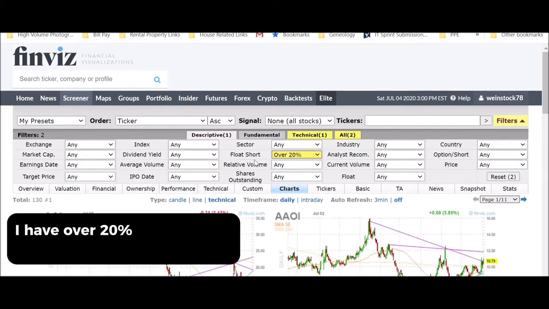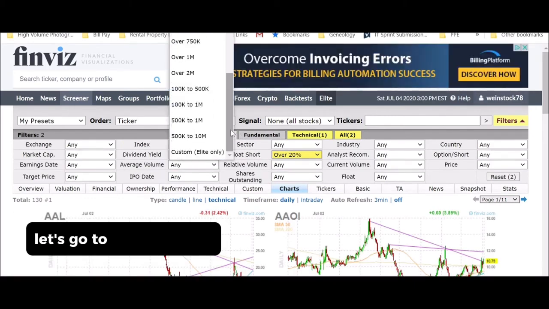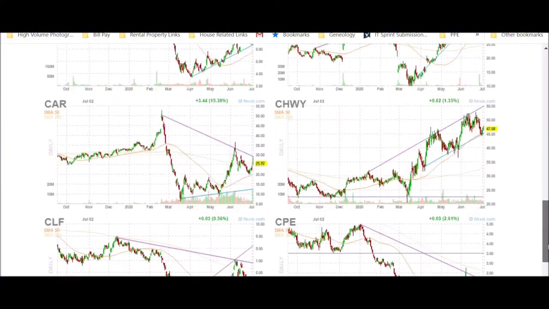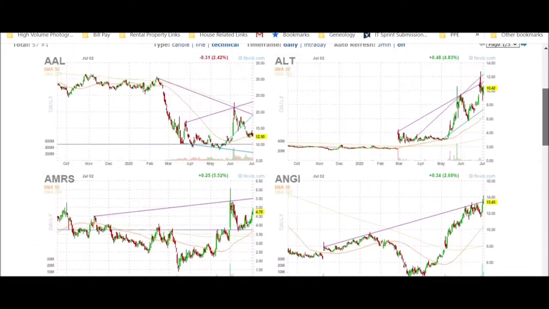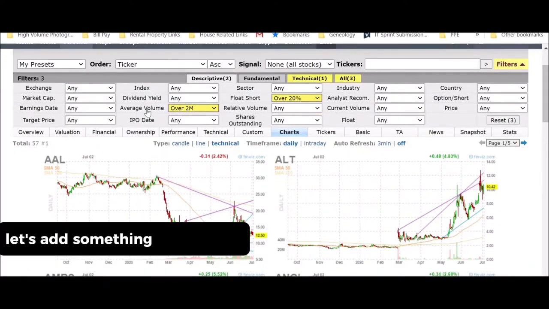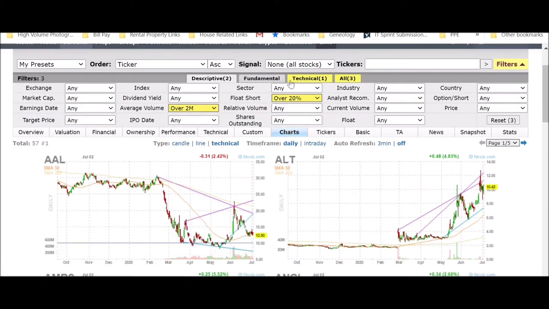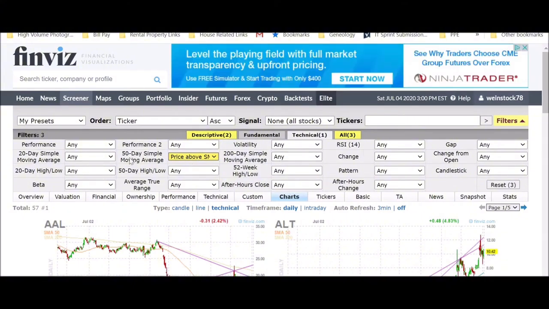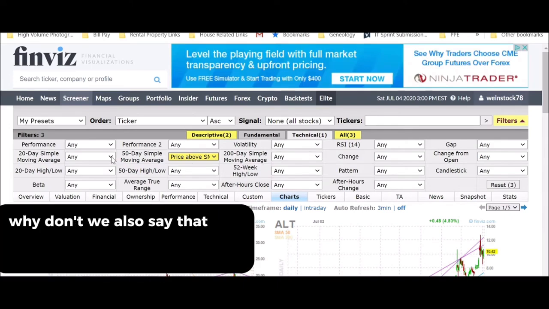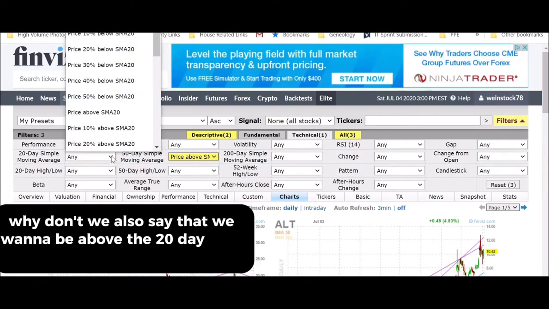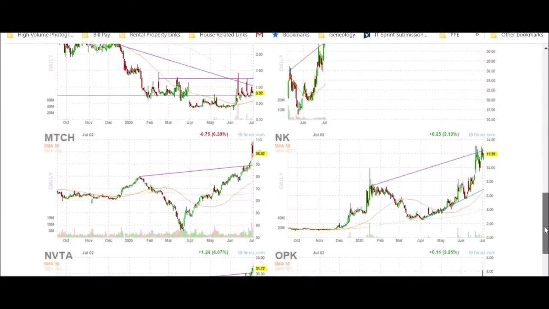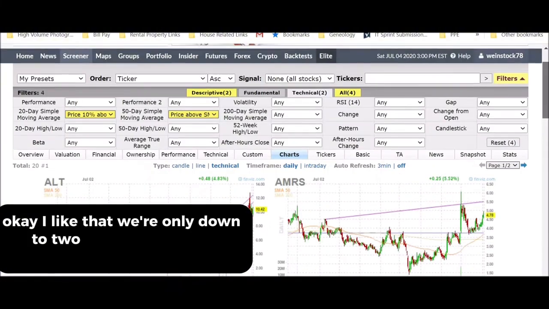I have over 20%. We're going to change the volume here. Let's go to over 2 million. Let's see where that brings us. 5 pages. Let's add something else in here. Why don't we also say that we want to be above the 20-day SMA as well. Let's say 10%. Let's see what that looks like. Okay, I like that we're only down to 2 pages now. That's interesting.